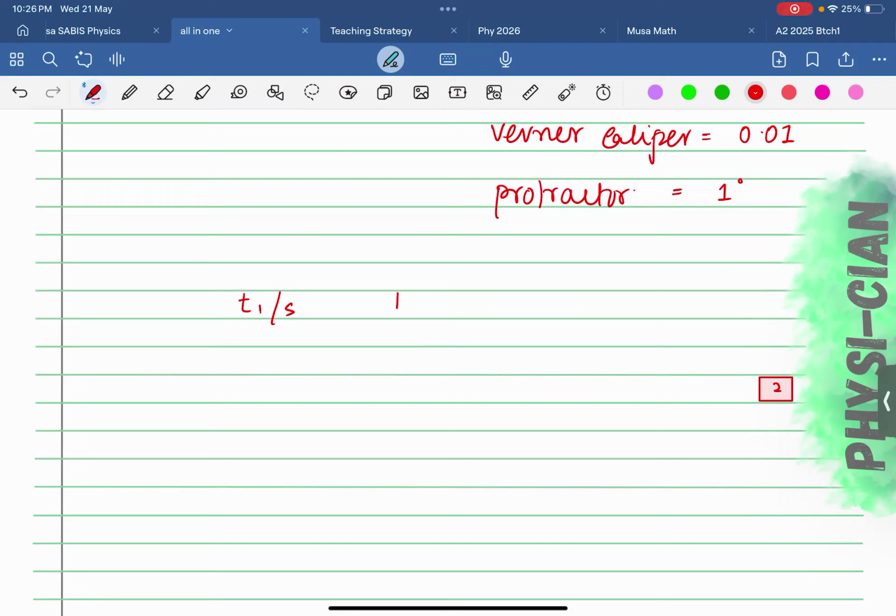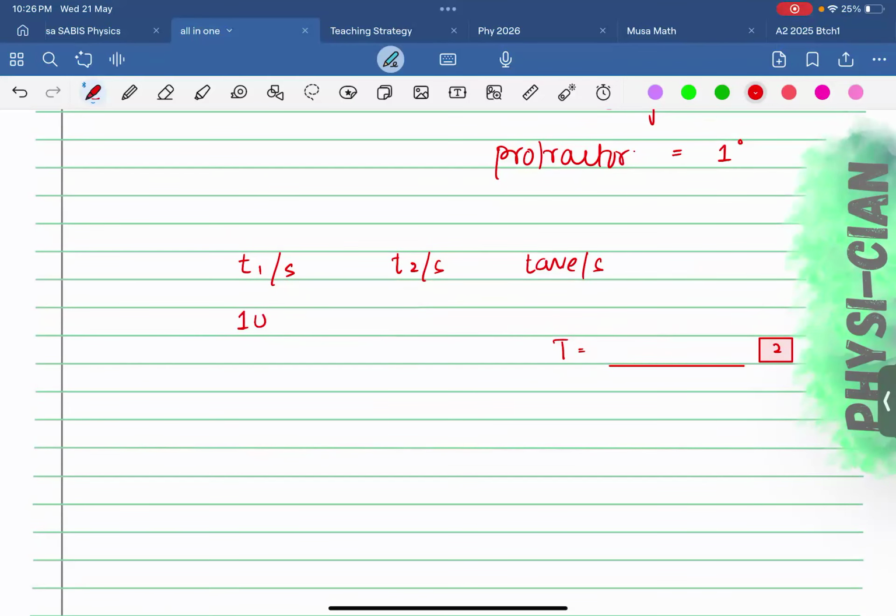Then you have to take another time, T2, and then take the average in seconds, and whatever the capital T is, you divide that by 10 to get the final period. Like if you're getting, let's say, 10.2 and 10.4, your average would be 10.3. And since T is an absolute value, you will write 1.03, not in 2 d.p., but in 3 d.p. I'll explain later on what the concept of d.p. is.